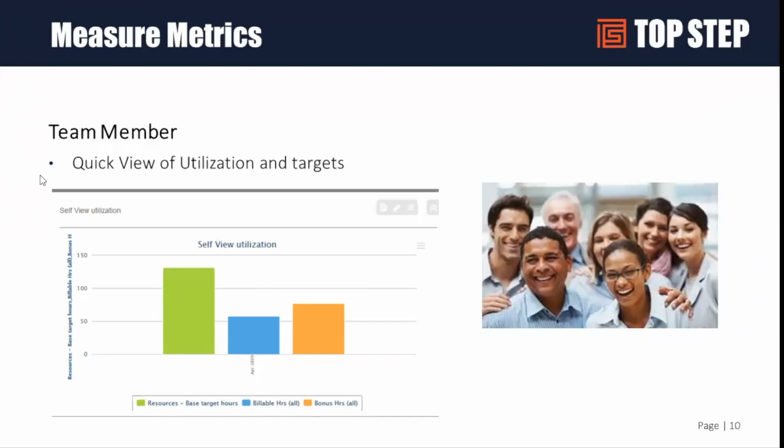And this way it gives them something to keep track of throughout the quarter or the month, whatever the time frame is that they're being held accountable to, so that they can understand and plan for how they achieve their goals at the end of the day.